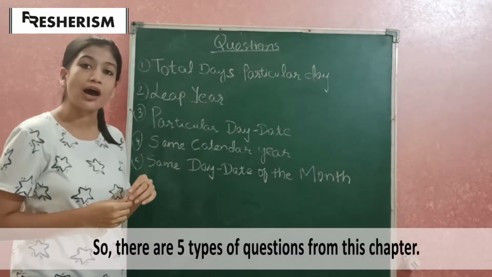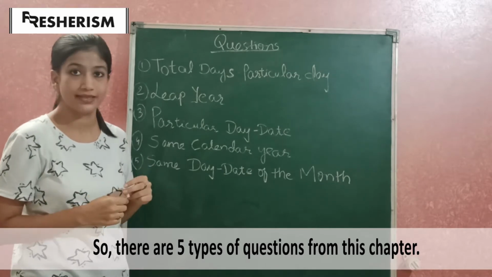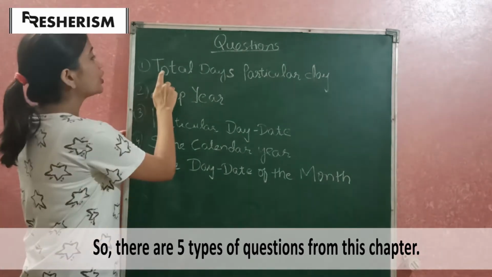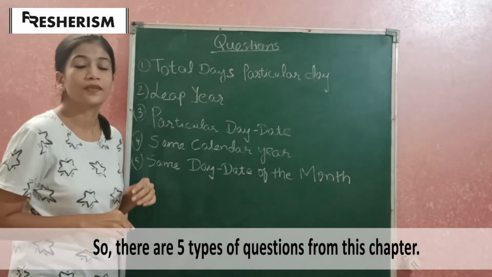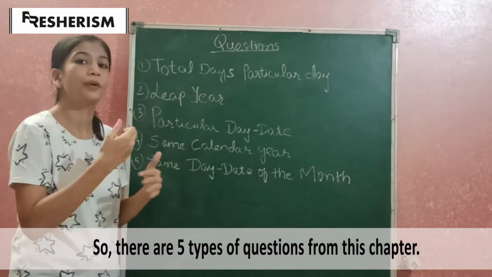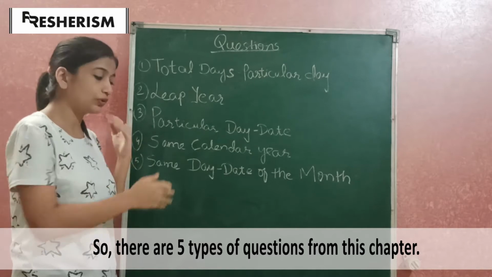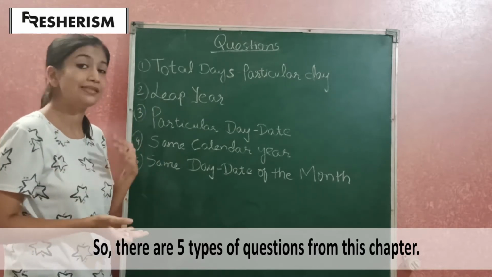Types of questions asked regarding the calendar and the day sequence. Number one is total days or a particular day. The first type is total days or a particular day. We will go through each type with examples in detail.